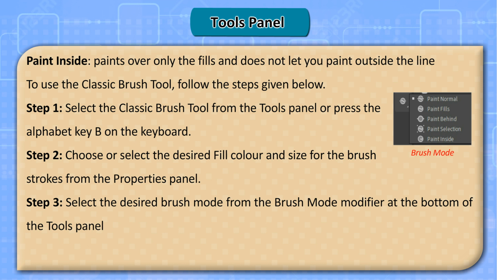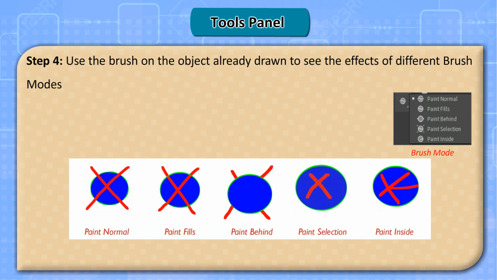To use the Classic Brush tool, follow the steps given below. Step 1. Select the Classic Brush tool from the Tools panel or press the alphabet key B on the keyboard. Step 2. Choose or select the desired fill color and size for the brush strokes from the Properties panel. Step 3. Select the desired brush mode from the Brush Mode modifier at the bottom of the Tools panel. Step 4. Use the brush on the object already drawn to see the effects of different brush modes.